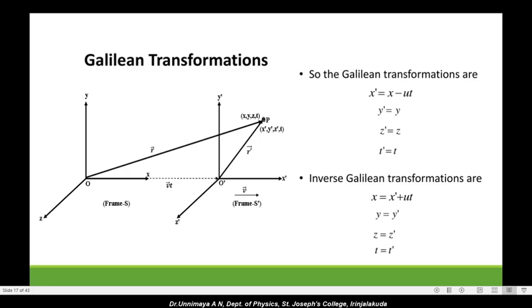Y prime is equal to y, z prime is equal to z, t prime is equal to t. Then we can write the inverse Galilean transformation equations as x is equal to x prime plus ut, y is equal to y prime, z is equal to z prime, t is equal to t prime. So these are the Galilean and inverse Galilean transformation equations we discussed in the previous class.